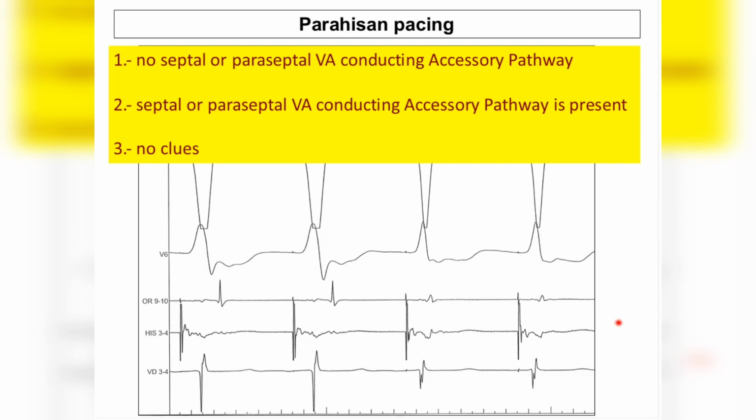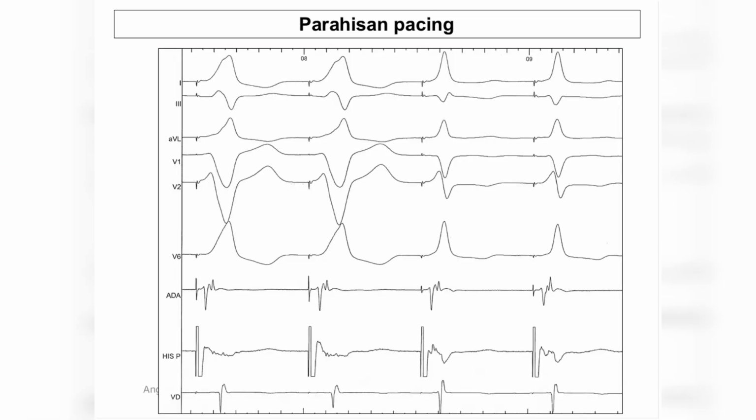But let me now show you another tracing with basically the same maneuver. We are pacing exactly the same way. Originally, the first 2 beats here, we are pacing with a low output, and then as we increase the output, you can tell that there is a huge change in the QRS that is now much narrower.